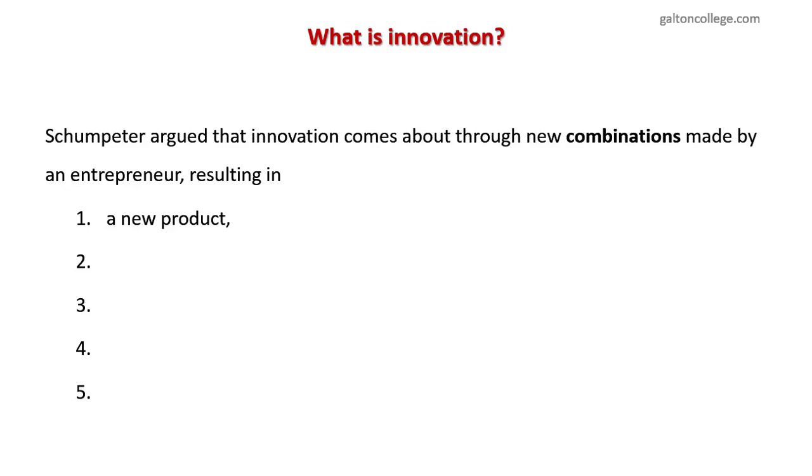Schumpeter argued that innovation comes about through new combinations made by an entrepreneur, resulting in a new product. Okay, so Schumpeter, the father of this type of literature, made very, very big contributions to the early days of innovation. And clearly the product can be innovated, the product can be changed. So we have the core of what the product can do, but the way it looks, the way it acts, the way it behaves, the way it is used, its design, everything about it could change.